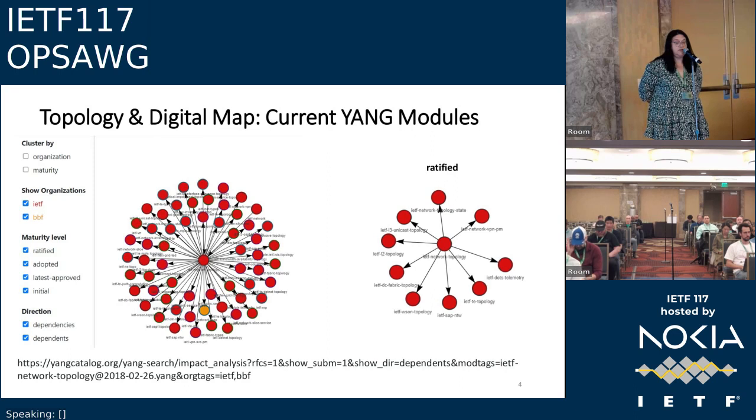So we can see here the activity in the IETF and over 60 modules that are augmenting the core IETF network topology models. So there are different activities there. These are the ratified modules. We started by looking at a few of them, but the goal is to evaluate all of them and come up with some guidelines about how to augment the core model in order to support the digital map. Next, please.